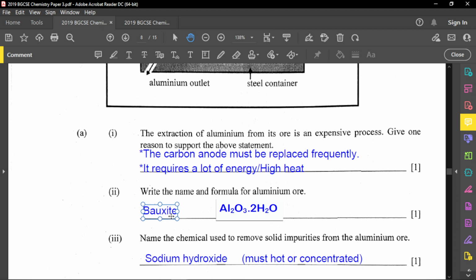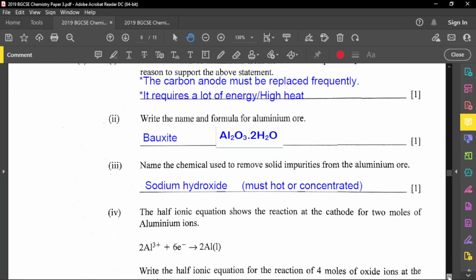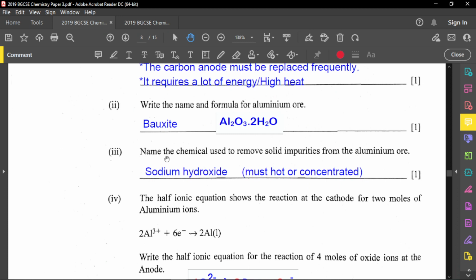And the aluminum ore, bauxite, is the name of that ore. And the formula is Al2O3·2H2O. Okay, so that's the amount of water that is inside of the molecule. All right, and so for part 3, it's to name the chemical used to remove solid impurities from the aluminum ore. And so sodium hydroxide is used.